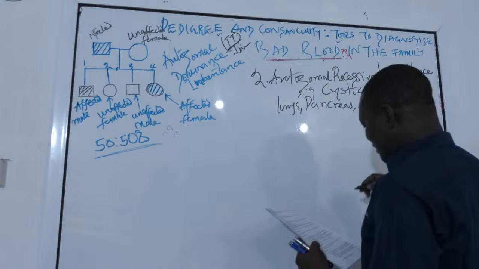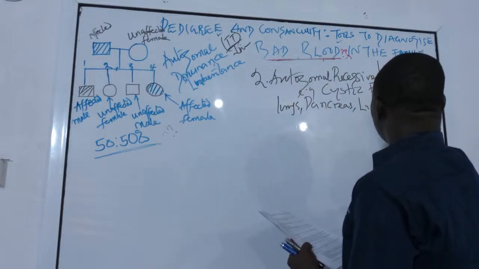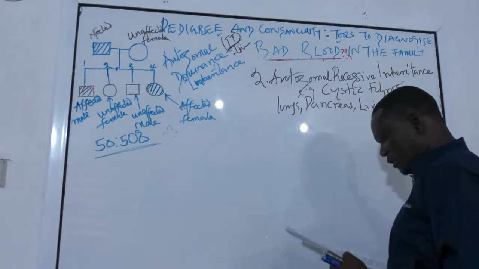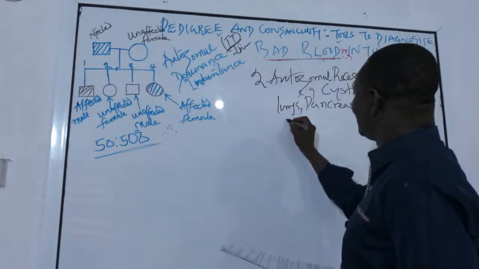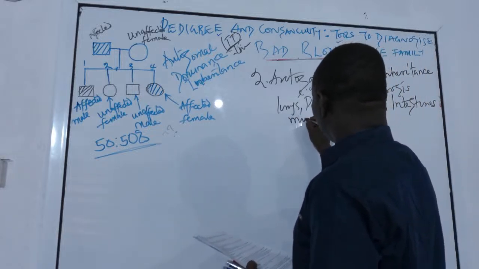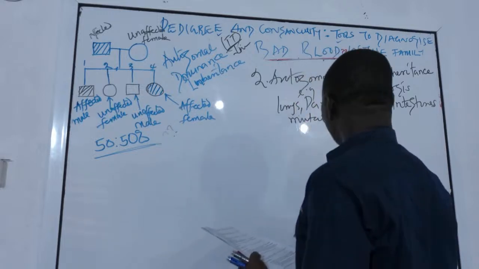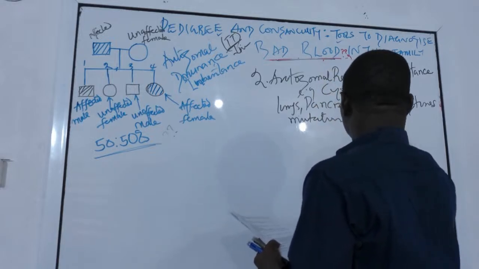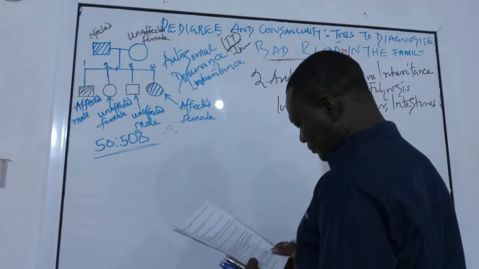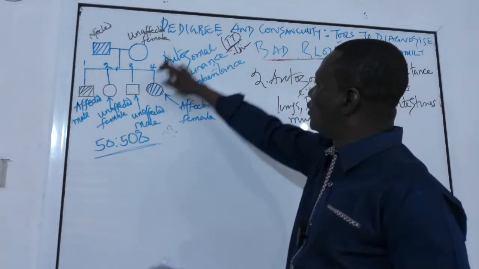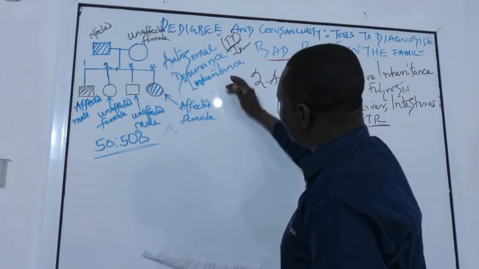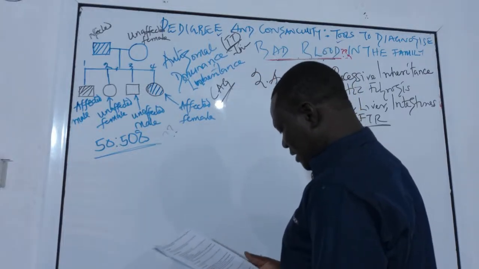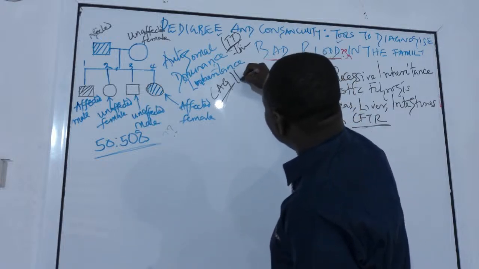It can also affect the liver, and it can also affect the intestines. This is as a result of a mutation in a gene that is called CFTR. I told you that in the case of autosomal dominant disease, it is as a result of a repeat of CAG in a gene that is called HTT.